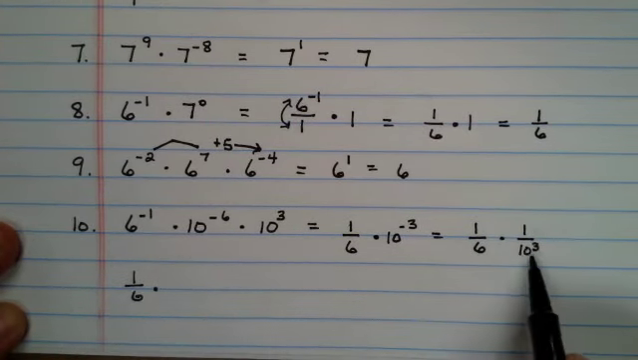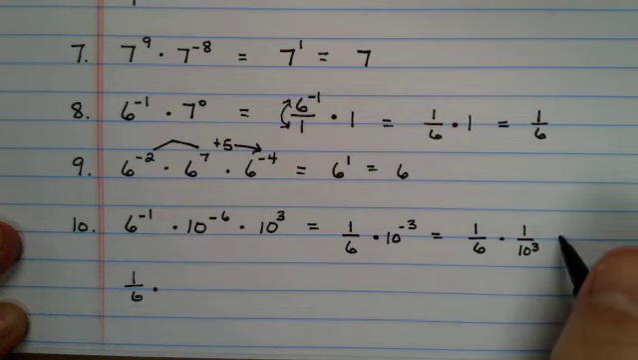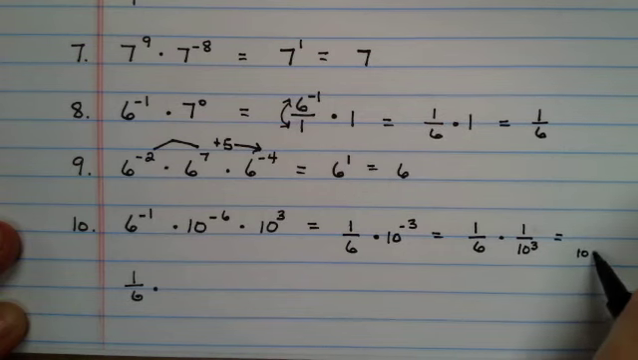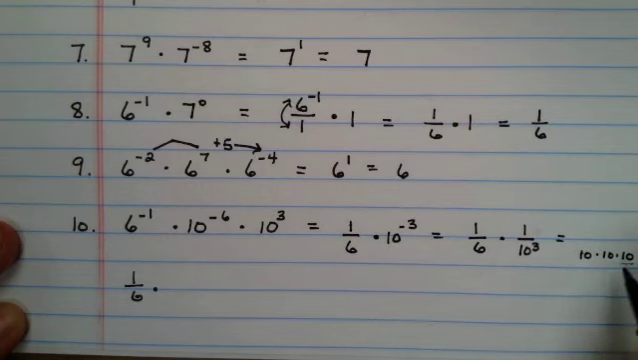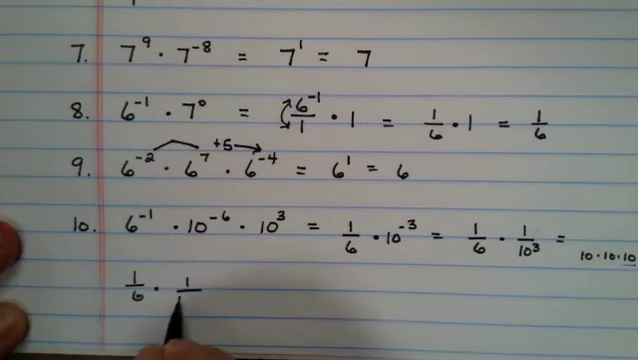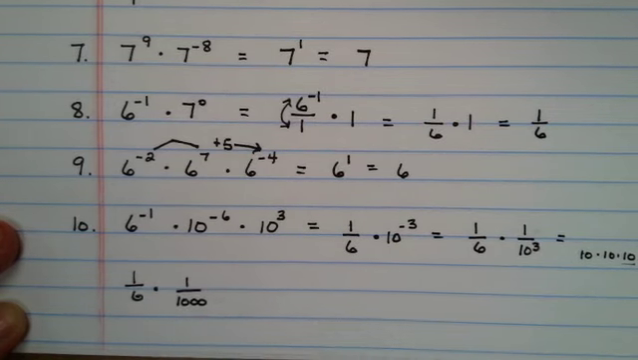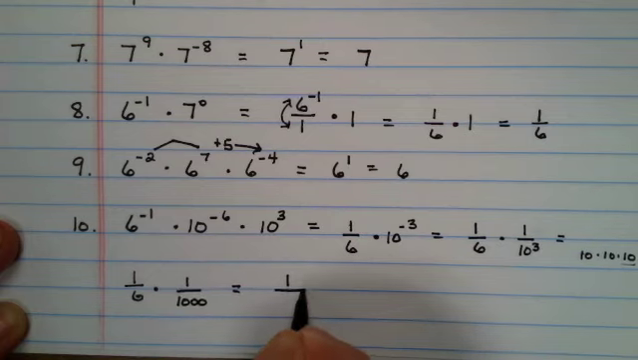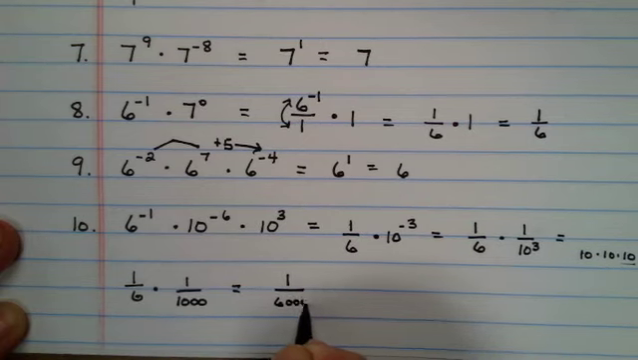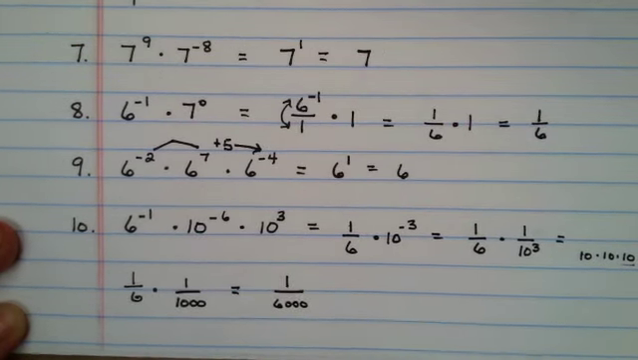1/6 times 10 to the third power. That's 10 times 10 times 10. I'm going to have how many zeros in my answer? 3 zeros in my answer. 1, 2, 3. 6 times 1,000 is 6,000, and 1 times 1 is 1.